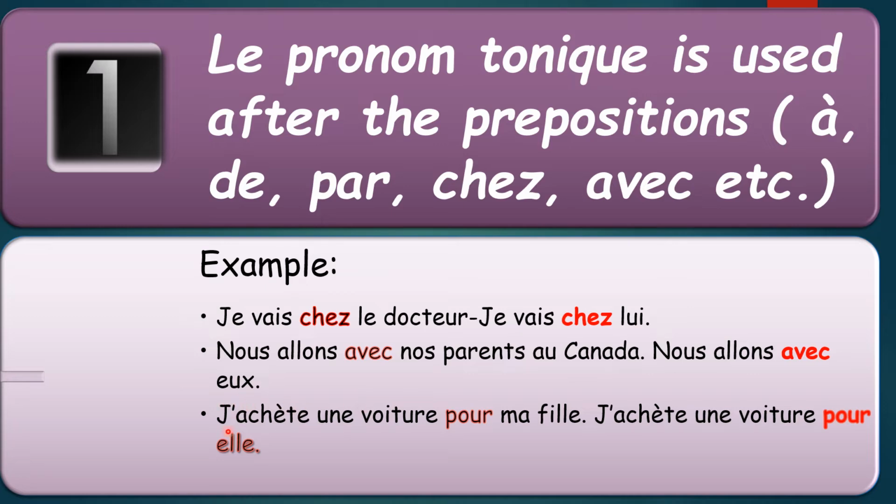Third example, j'achète une voiture pour ma fille, my daughter. Preposition pour is here. We have to replace, to avoid the repetition of the ma fille word, I will replace it with her. J'achète une voiture pour elle, means I have purchased a car for her. To avoid saying my daughter, I have replaced it with her.